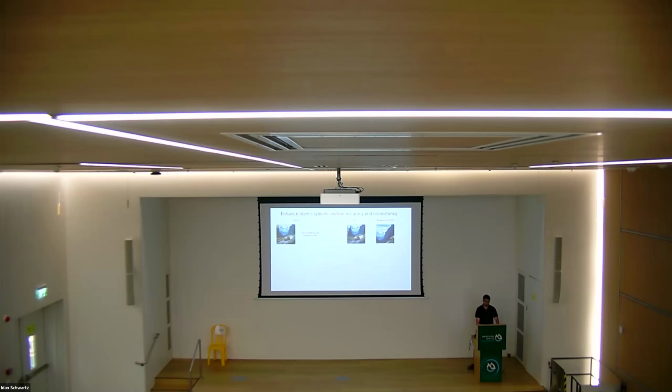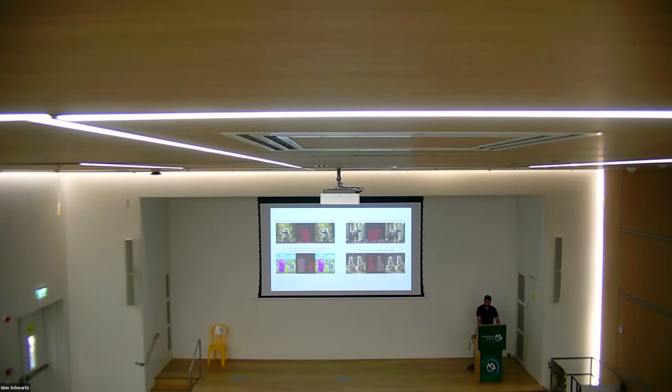So here you can see a bunch of examples for our model in comparison to baseline. Here's another example. And generally, what we see is much better object specific motion accuracy and consistency. And here you can see also an example of an orangutan where the baseline is unable to produce the correct motion. Okay, so here are a few more examples. I'm going to go quickly to the questions.